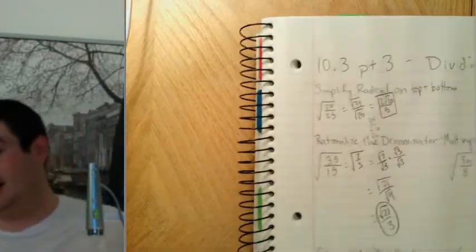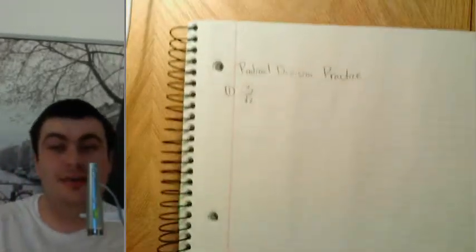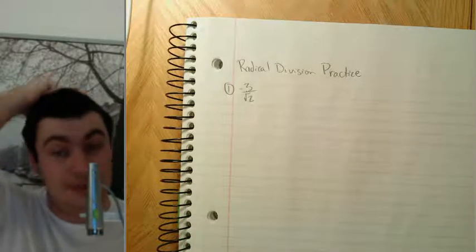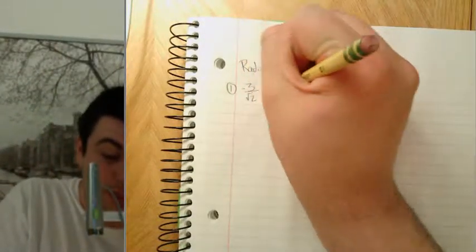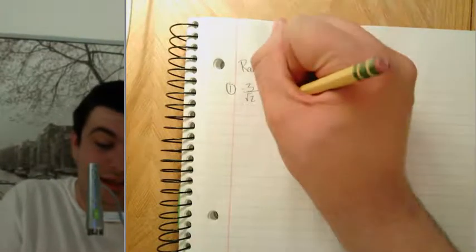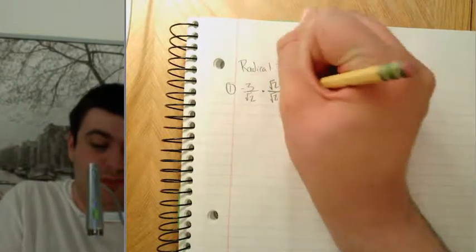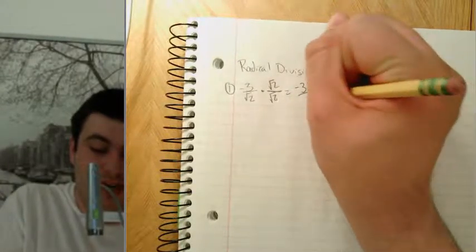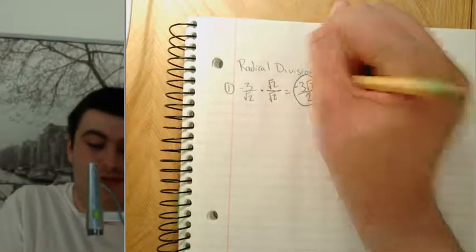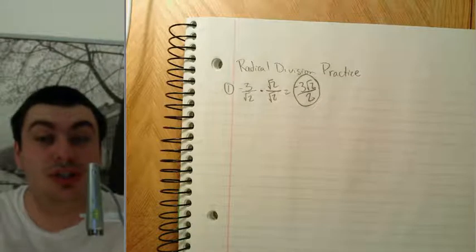Now, on our practice, we have radical division practice. We start off with number 1, negative 3 over the square root of 2. We need to rationalize that denominator. So we'll multiply it by the radical that's in the denominator, square root of 2 over square root of 2. And we'll be left with negative 3 times the square root of 2 divided by 2, because now square root of 2 times square root of 2 is just 2.